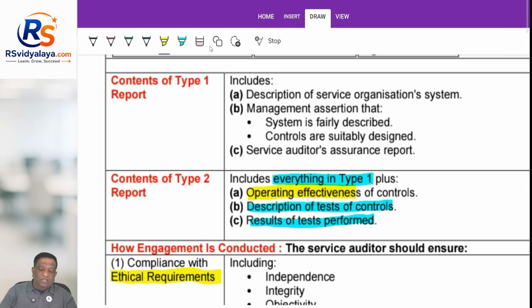Now, look at the difference between type 1 and type 2. Mark it. This is important from your exam perspective. The question asks what the types of reports are, and what a type 1 report and a type 2 report are. So let us touch on it one more time. A type 1 report basically talks about the description of the service that has been outsourced and the management assertion that the system is fairly described and the controls they have established are suitably designed. So it only talks about whether the controls they have designed are suitable to the task.